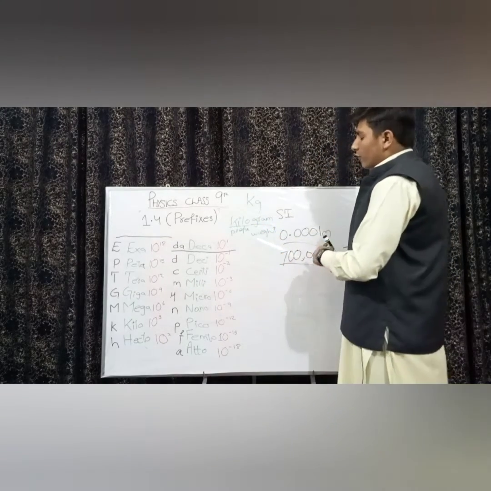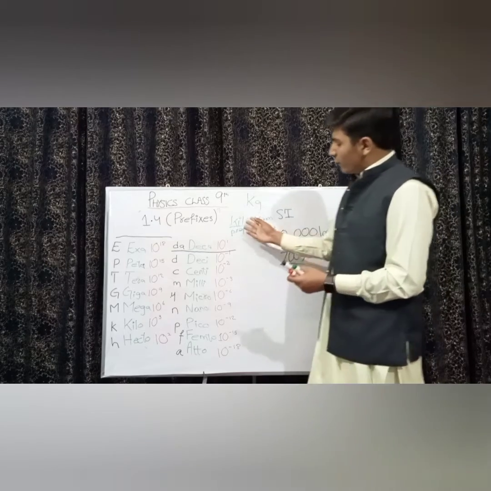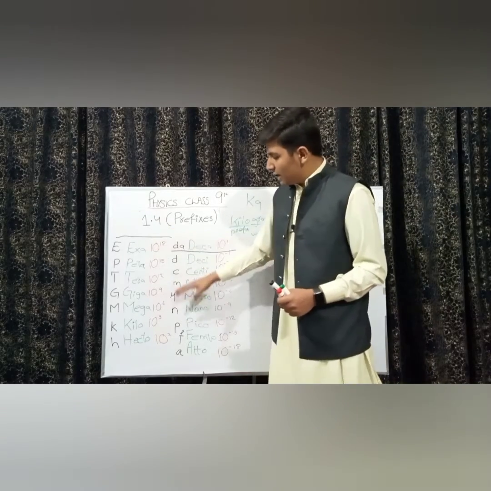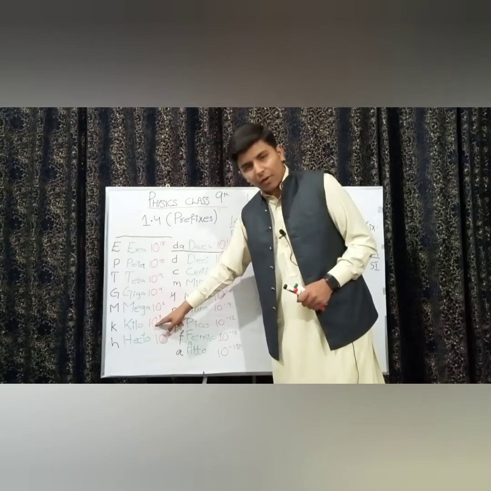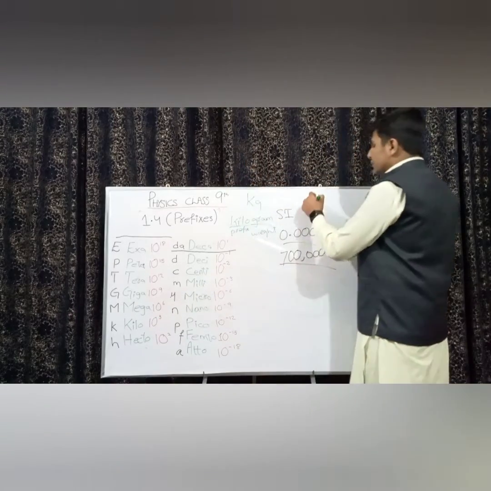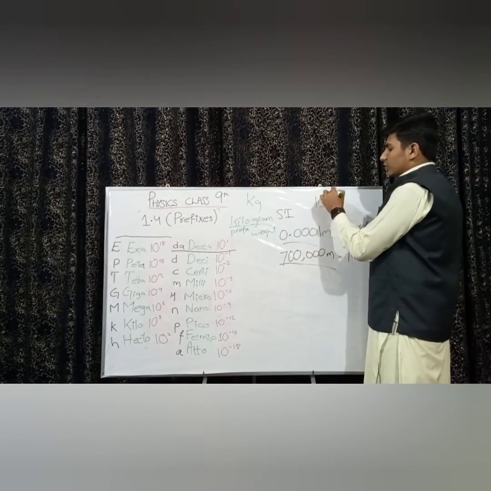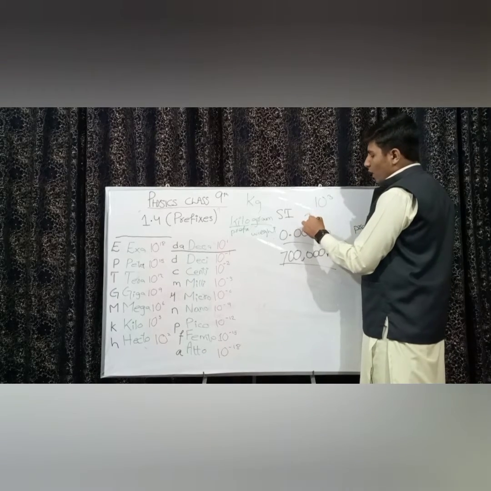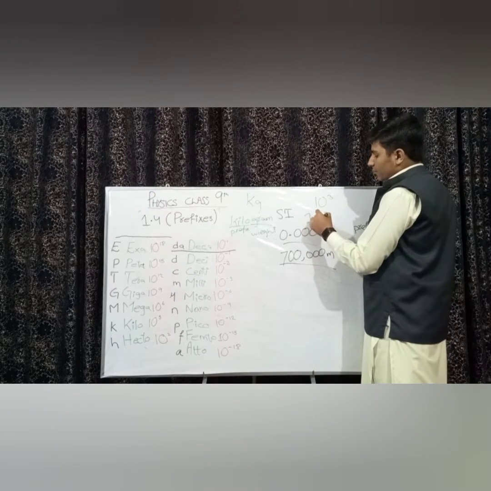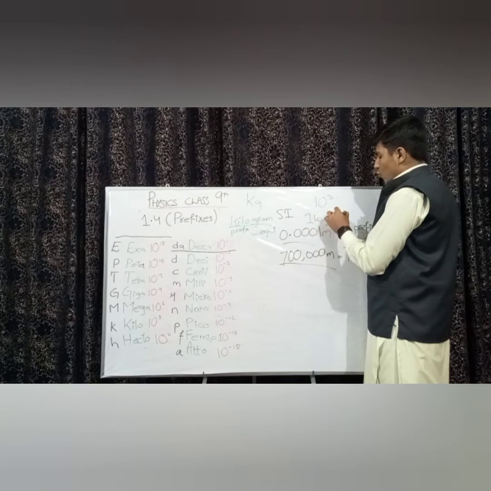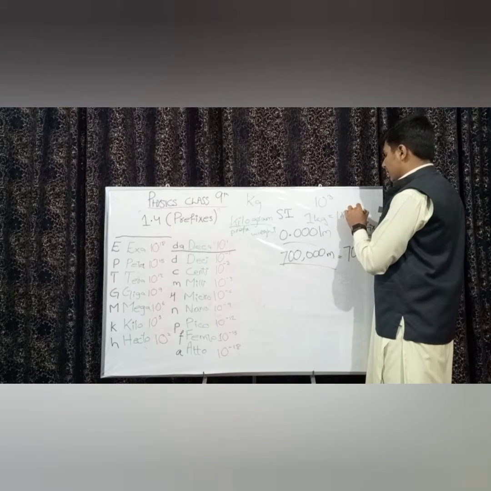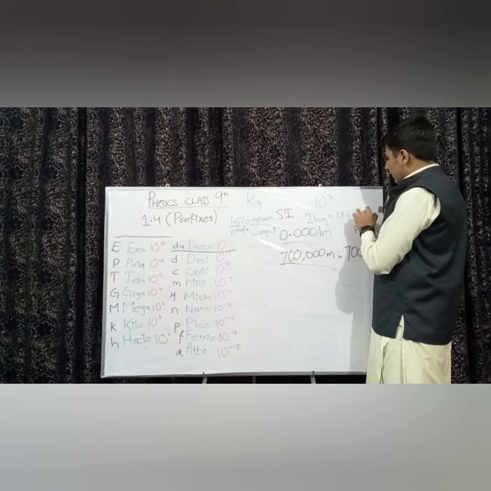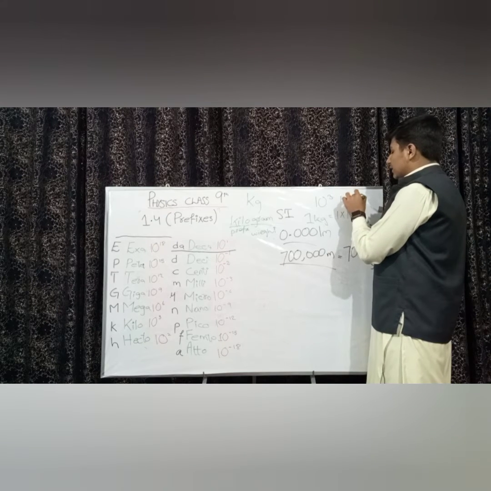Actually, the value of kilo, we will come to the table. This is the table. It says the value of kilo is 10 raised to power 3. If we say 1 kg, it will be 1 multiplied by 10 raised to power 3. 1 multiplied by 10 raised to power 3 is equal to 1000.